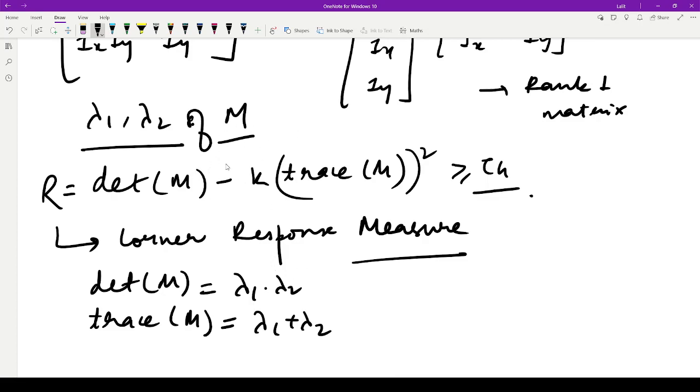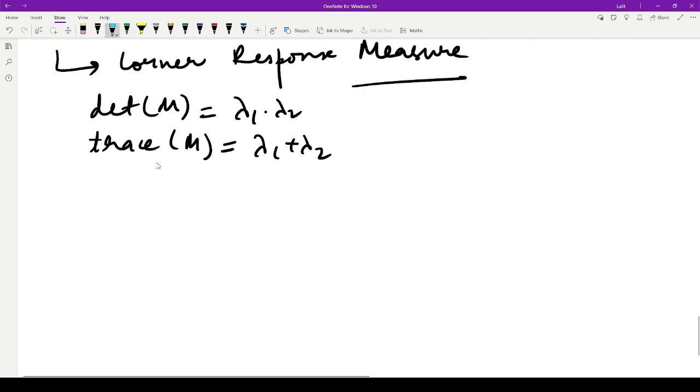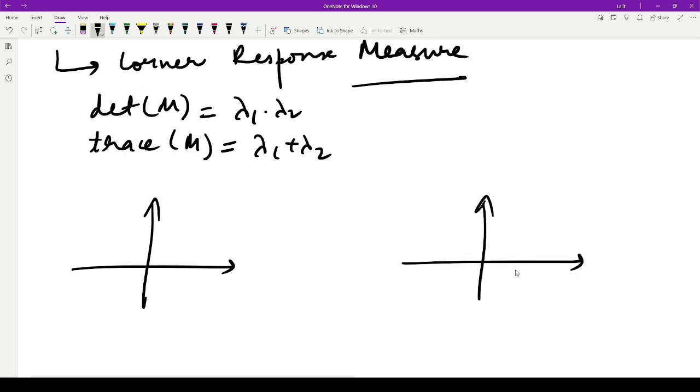Of a matrix M, any general matrix M, what do lambda 1 and lambda 2 signify? Let this be the input and let this be the output. If I have a circle here and I apply matrix M on it, that means I multiplied all x, y, pre-multiplied with M.